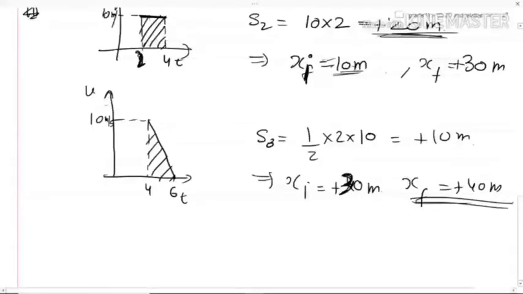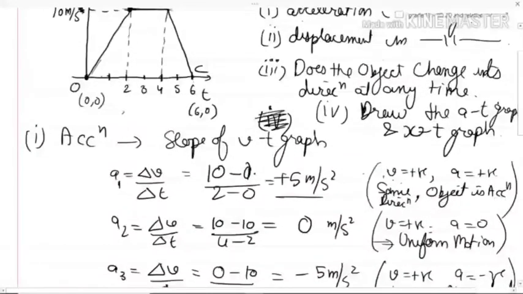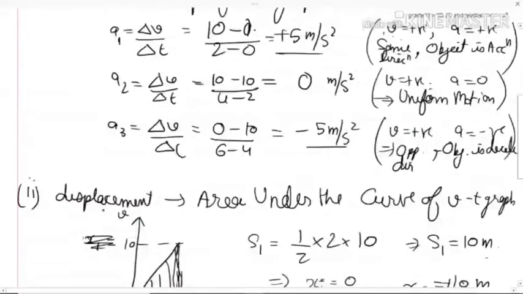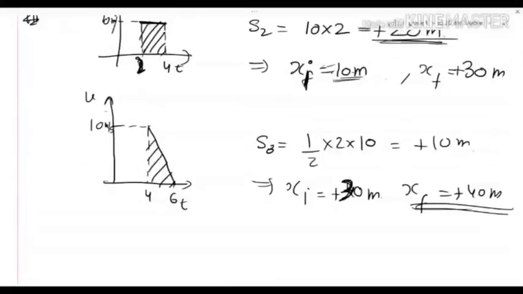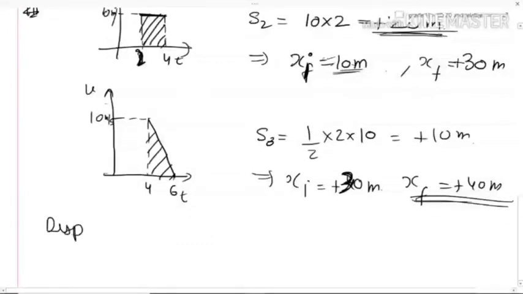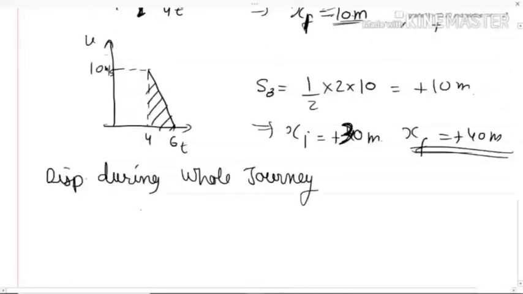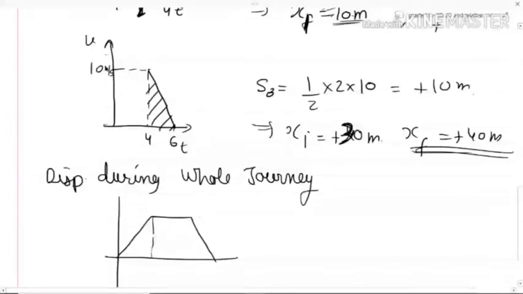If they would have asked what is the displacement during the whole journey, then what would you have done? 2, 4, 6, and then 10. So we have to add all the values. Or you can do one thing, you can calculate this whole area.